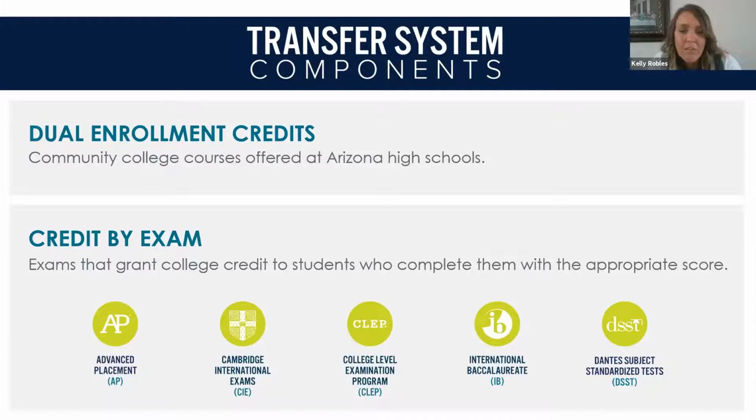Each of these 5 exam organizations partners with local high schools in Arizona. Advanced Placement is probably the most well-known. There are about 500 high schools in Arizona and about half of them offer AP classes. International Baccalaureate is available at about 30 high schools in Arizona. Cambridge is available at about 25 high schools in Arizona.